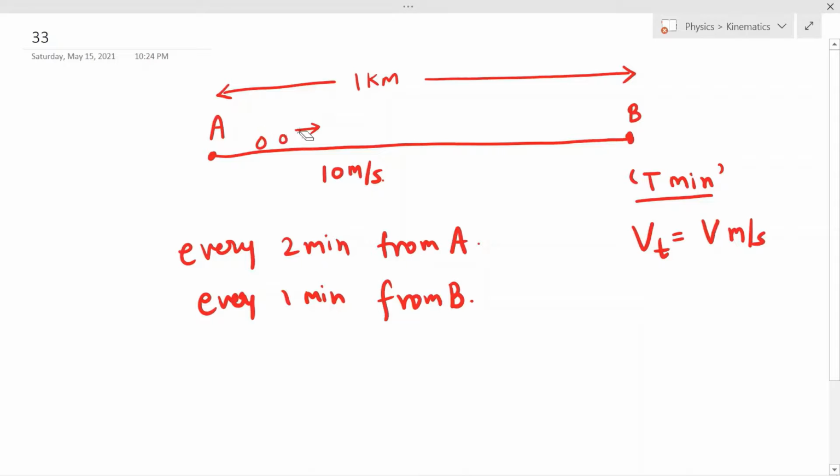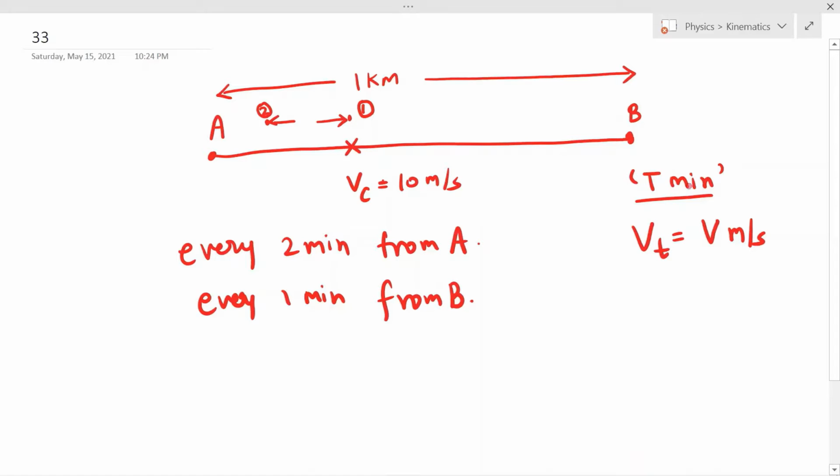So let's solve this. This 10 meters per second is the velocity of the cyclist. Suppose the cyclist is at this position, and at this position the cab which has left from position A meets him here. Let's say this is the first cab. The next cab will be some distance away from the first cab. And what will be this distance?